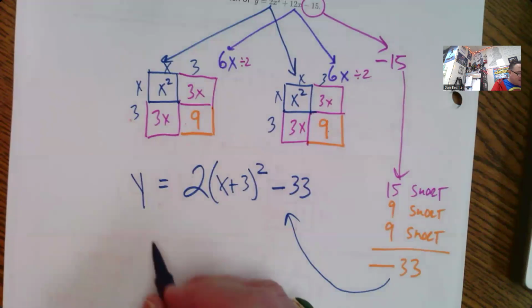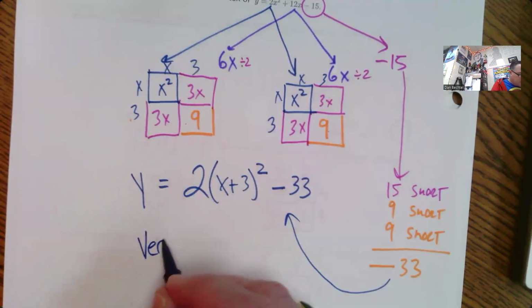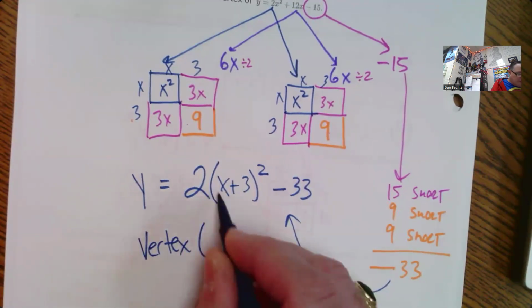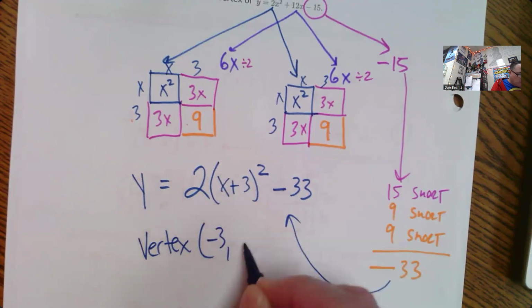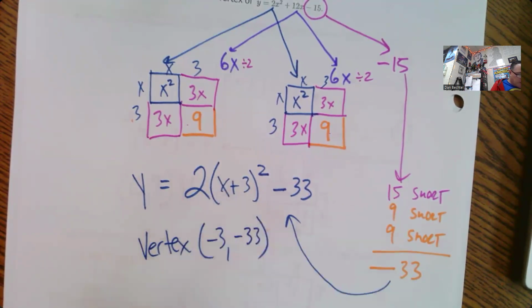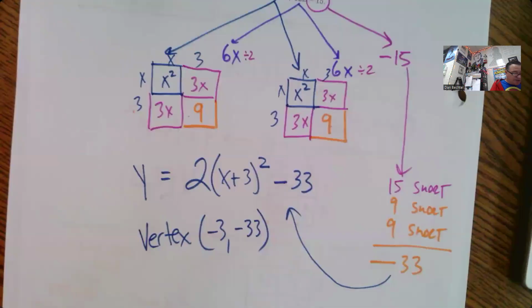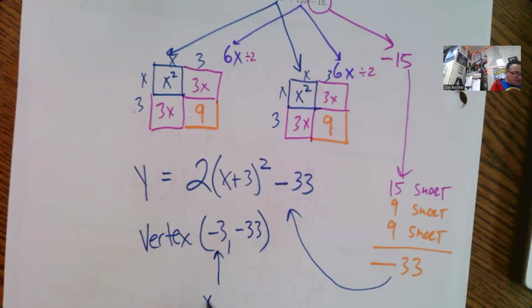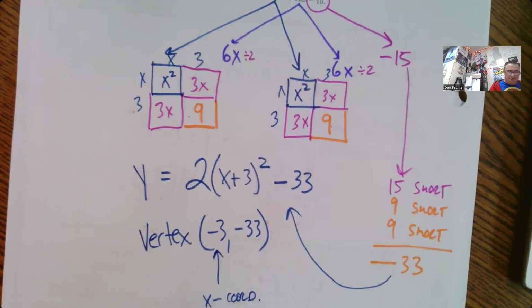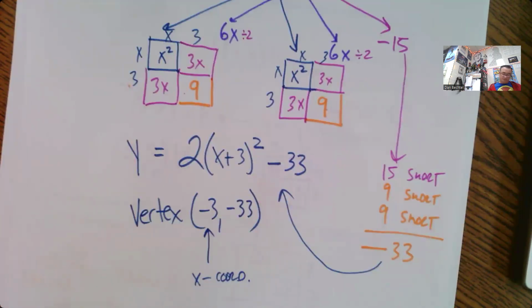Now, what that means is that the vertex is going to be, for the x part, a negative 3, and for the y part, a negative 33. And that's fine. In the case of something like this, negative 3 and negative 33 is fine. It wants the x coordinate, so that right there, that's our x coordinate. All right, cool. Continuing.